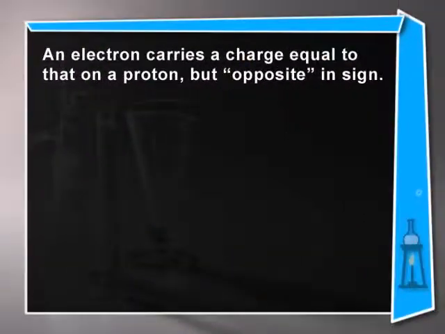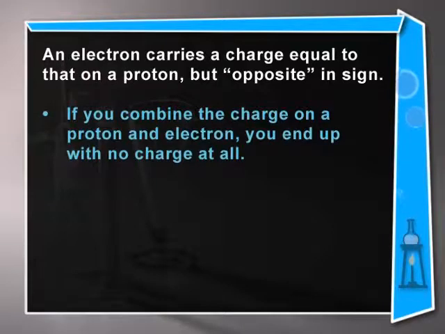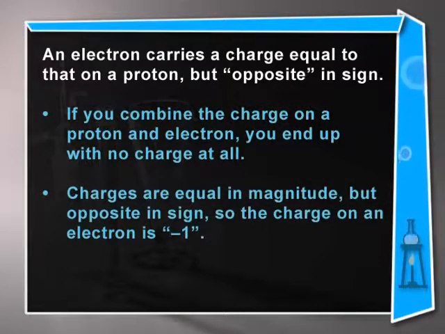But atoms are electrically neutral. So there must be 17 negative charges somewhere in a chlorine atom to balance the 17 positive charges. These negative charges, as you already know, are provided by the electrons. An electron carries a charge equal to that on a proton, but opposite in sign, in the sense that if you combine the charge on a proton and an electron, you end up with no charge at all. So we say that they are equal in magnitude, but opposite in sign. We say the charge on an electron is -1.